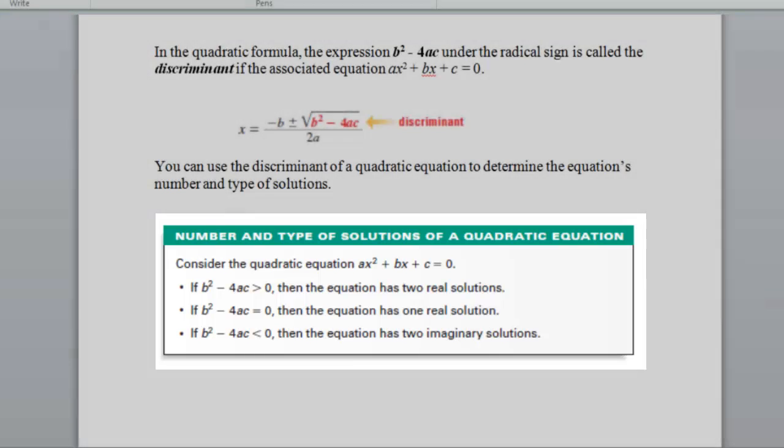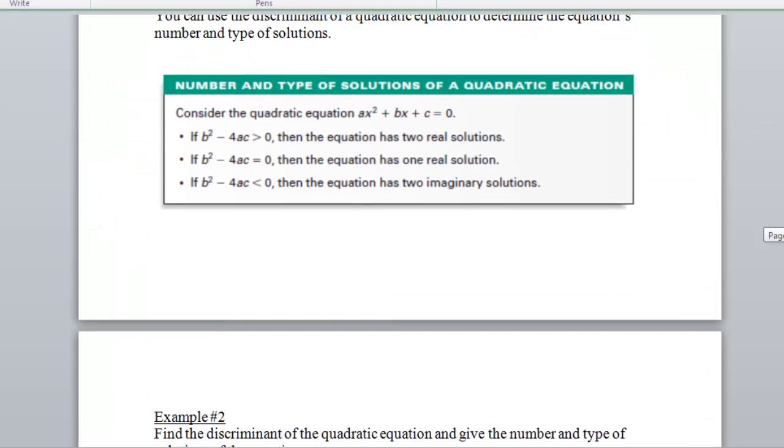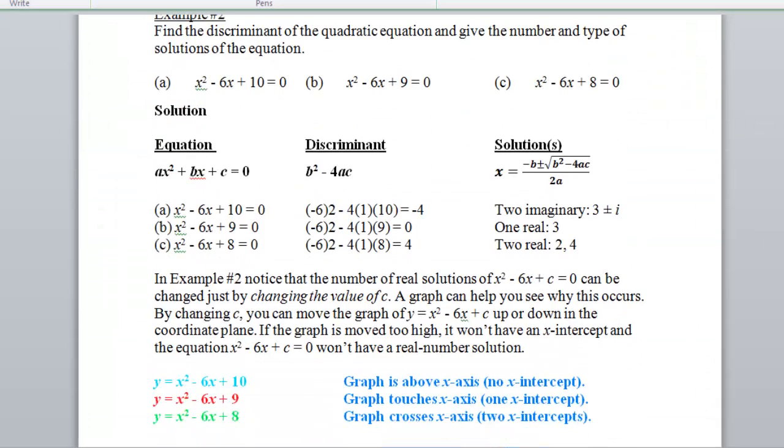So if we go and look at an example, we've given you a nice example here in example 2. You can see we have three different problems. And all we've basically done in these three problems is change the c value. Now, if you look here, you can see if we take the discriminant of each of them, by changing that c value, that changes what the discriminant is equal to and then what the solutions are. And you can see the difference there.